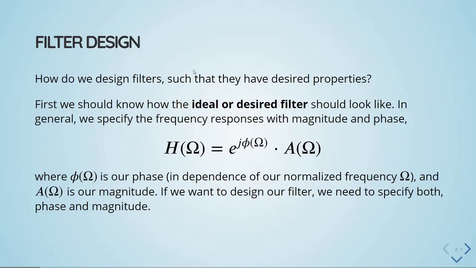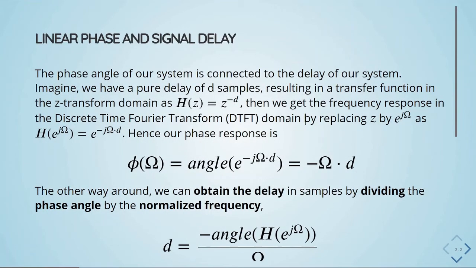In general terms, we start designing our filters by specifying phase and magnitude. This is what the frequency response of a filter looks like. We have here our phase, which is dependent on our normalized frequency capital omega, and here we have our magnitude. So when we design our filter, we need to specify both the phase and the magnitude. Let's talk about linear phase and signal delay.